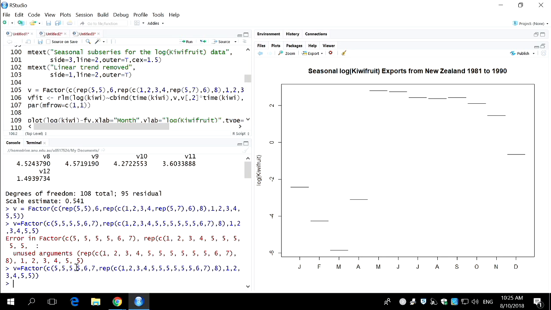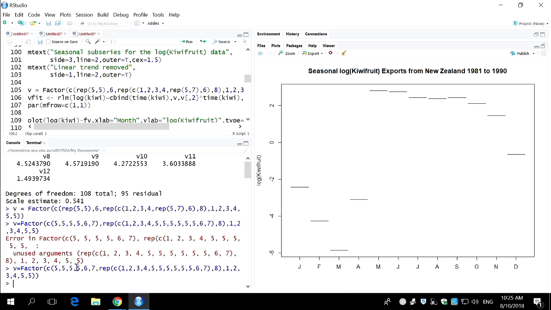The data set starts in July. We've decided that's season 5, and then season 5 goes on for a while. July, 5. August, 5. September, 5. October, 5. November, 6. December, 7. That's the first 6 months of the data. Then you have 8 full years. What's a year? January 1, February 2, March 3, April 4, May 5, June 5, July 5, August 5, September 5, October 5, November 6, December 7.